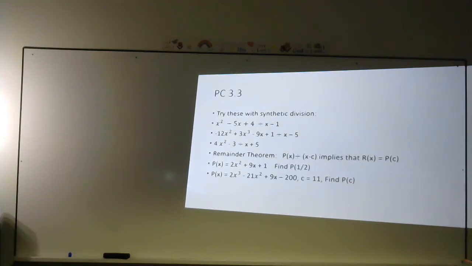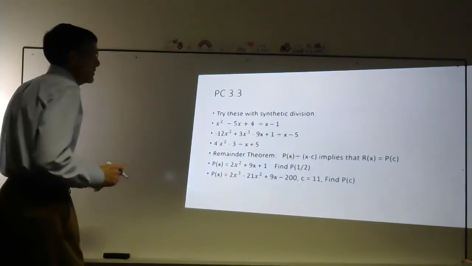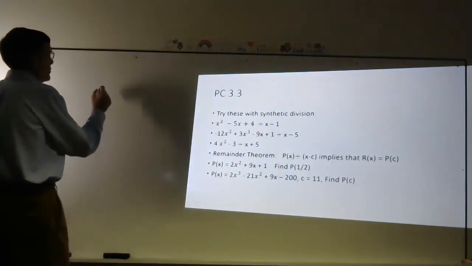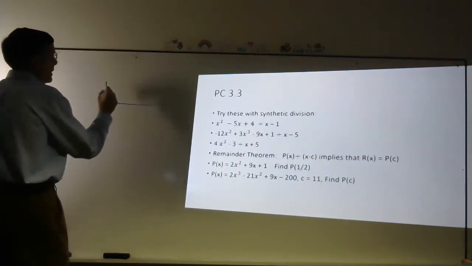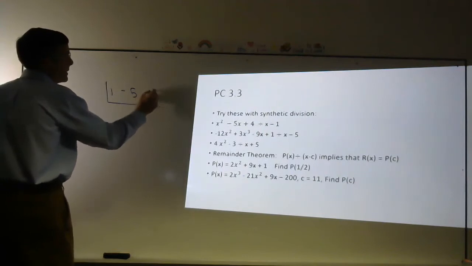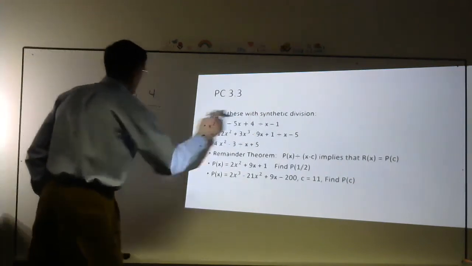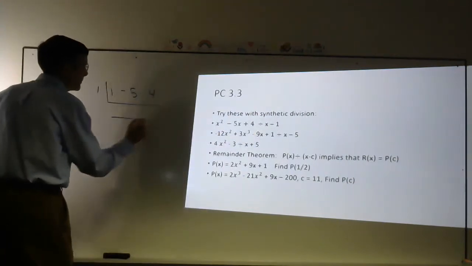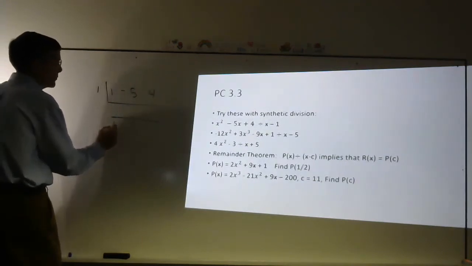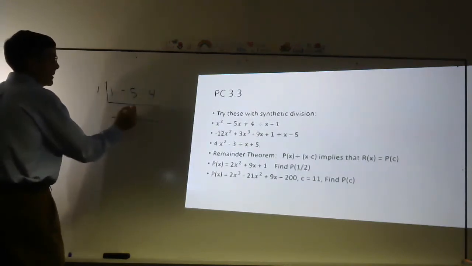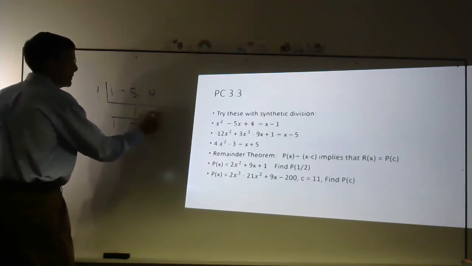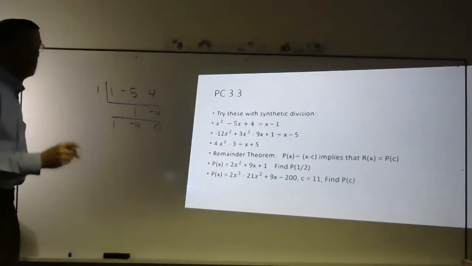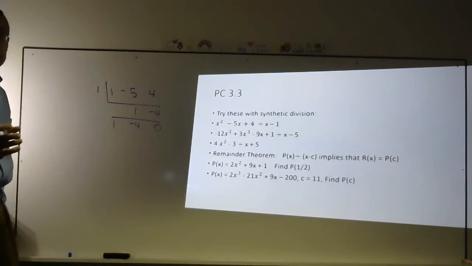All right, so let's try some synthetic division. Okay, first one here should be easy. Make your long division box upside down. I have 1, -5, and 4. Change the sign to 1. Okay, drop this 1 straight down. 1 times 1 is 1. Add. 1 times -4 is -4. Add. And 0. This one came out even.